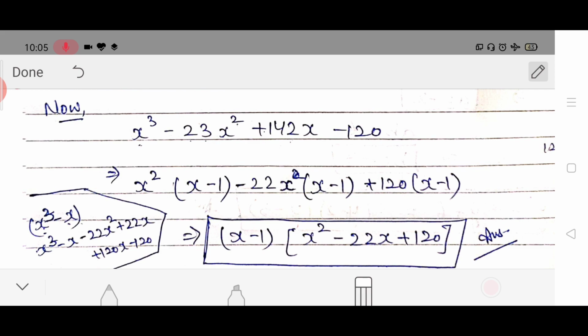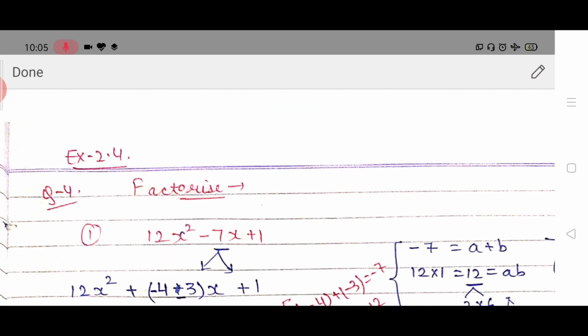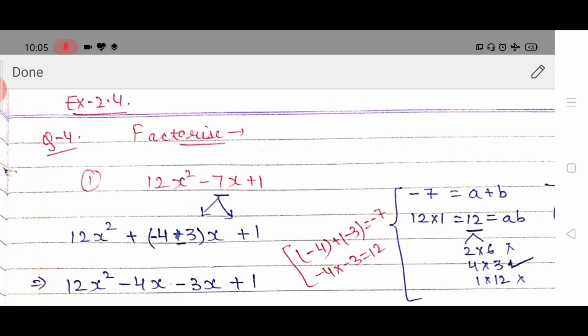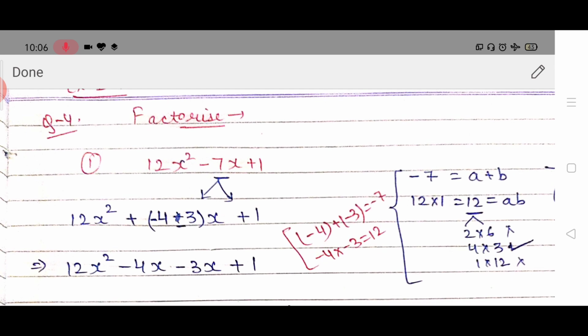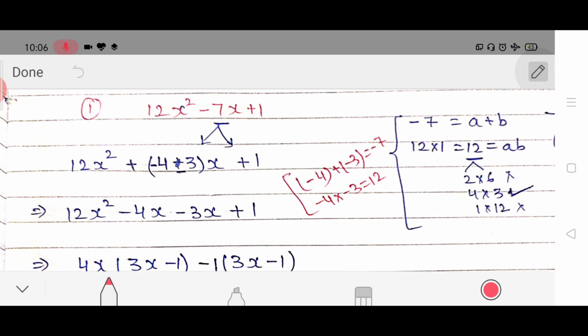And that's it about this question. Now moving on, exercise 2.4, question number 4. I am solving the first part here so that you can get an idea how to solve these questions. The first part is that you have to factorize 12x square minus 7x plus 1.